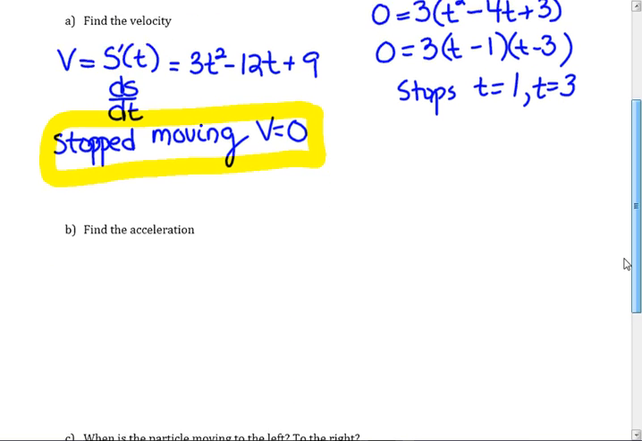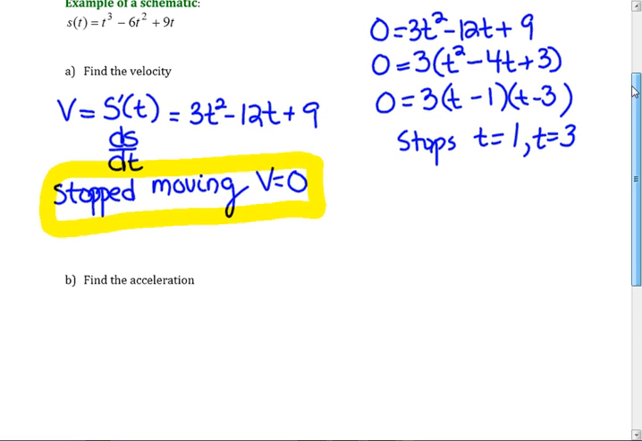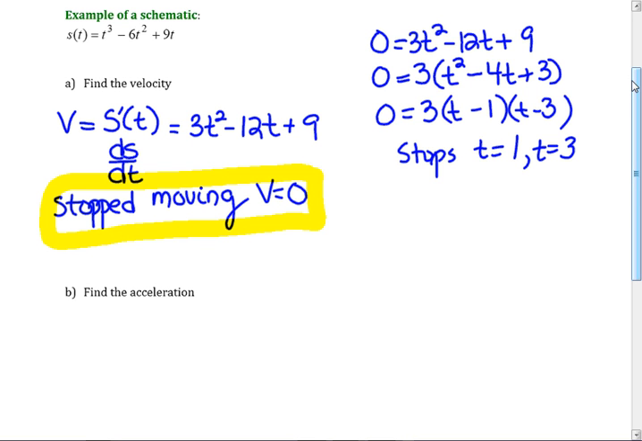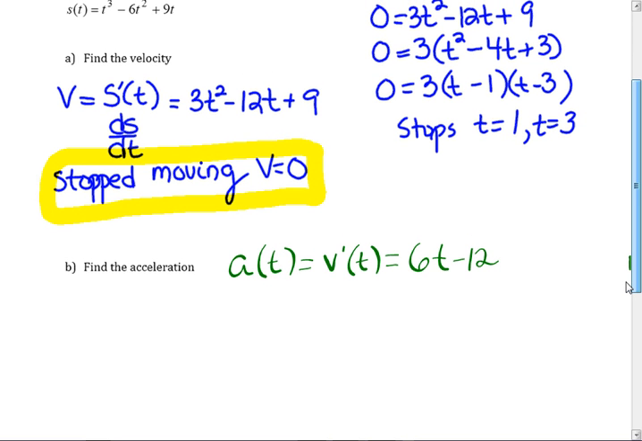You guys find the acceleration? Try not to go too fast. This way? Oh, you have it. How I factored it? Okay. Those of you who are caught up, find the acceleration. How do you find the acceleration? It's v prime of t, which is, I look up here, 6t minus 12. The acceleration with the velocity together helps you to figure out if it's speeding up or slowing down.